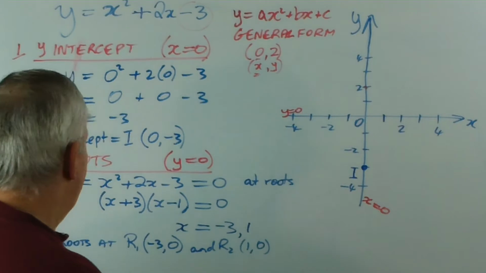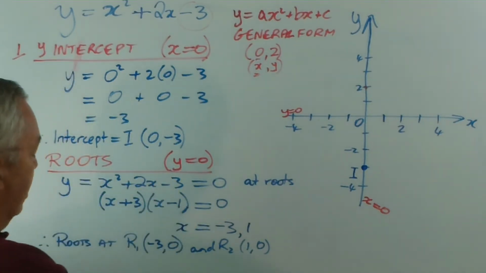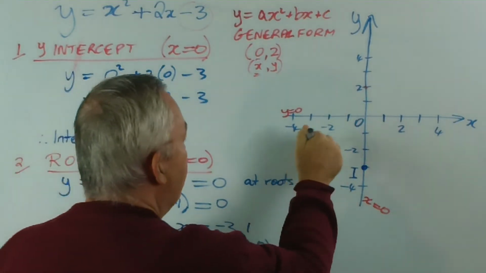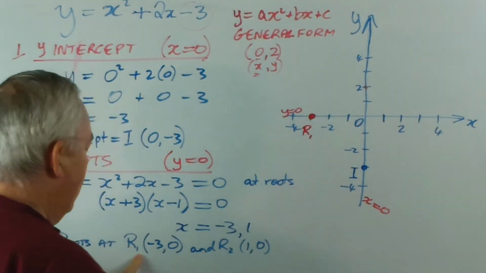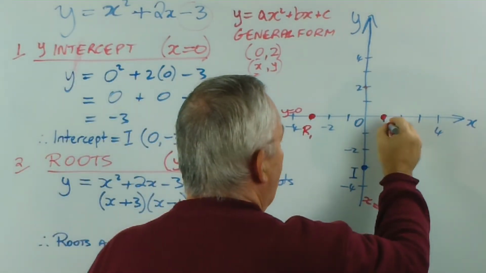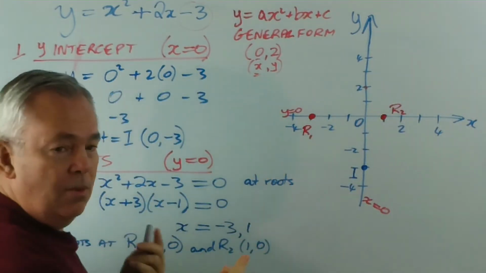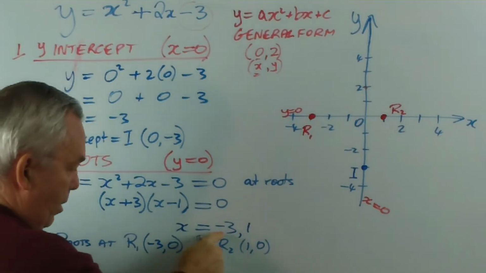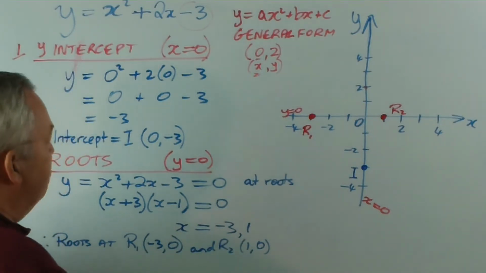Let's plot those. This is our second part of our analysis. First root is at minus 3, and I'll put an R1 there, and our second root is at 1, 0, and I'll put an R2 here. Now it doesn't matter which way we call them, R1, R2, not really, as long as we have both those roots. Good.